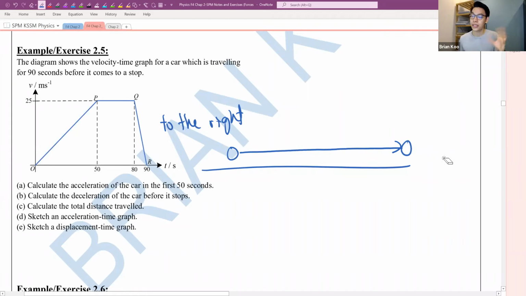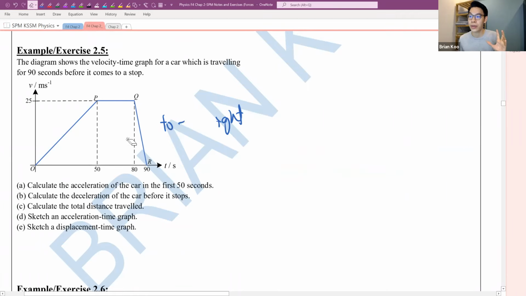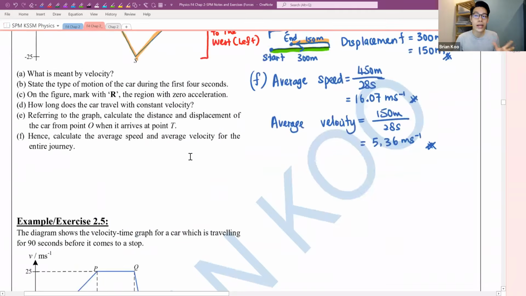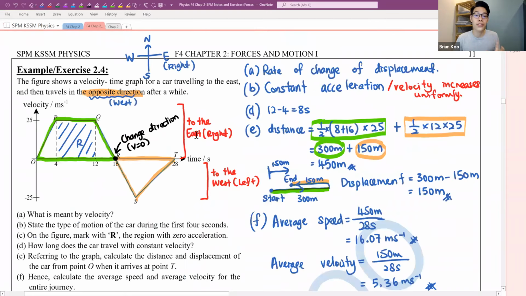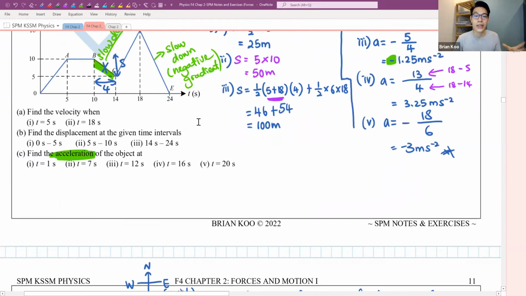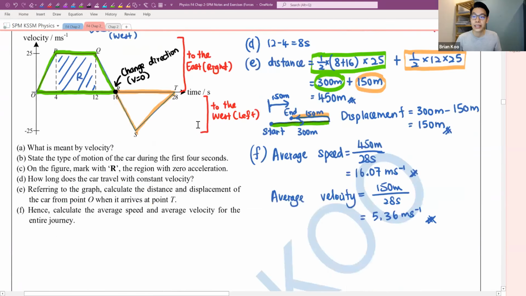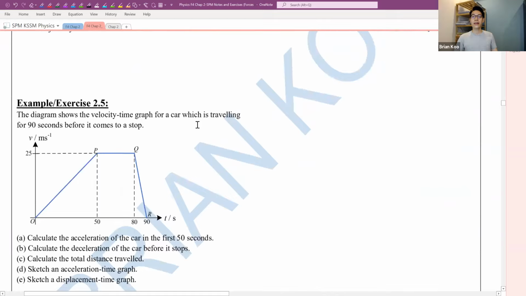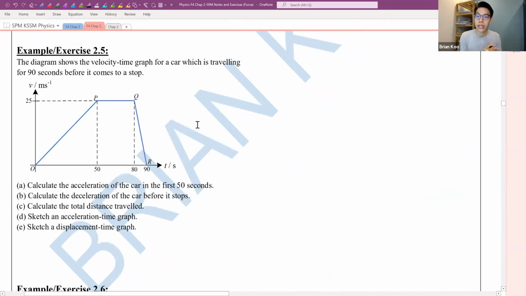So different graphs have different traits. All the questions I put here are carefully thought of already. I don't just simply take any questions and put them down. They are carefully thought of so that you understand the important traits for each question. The diagram shows the velocity time graph for a car which is traveling 90 seconds.